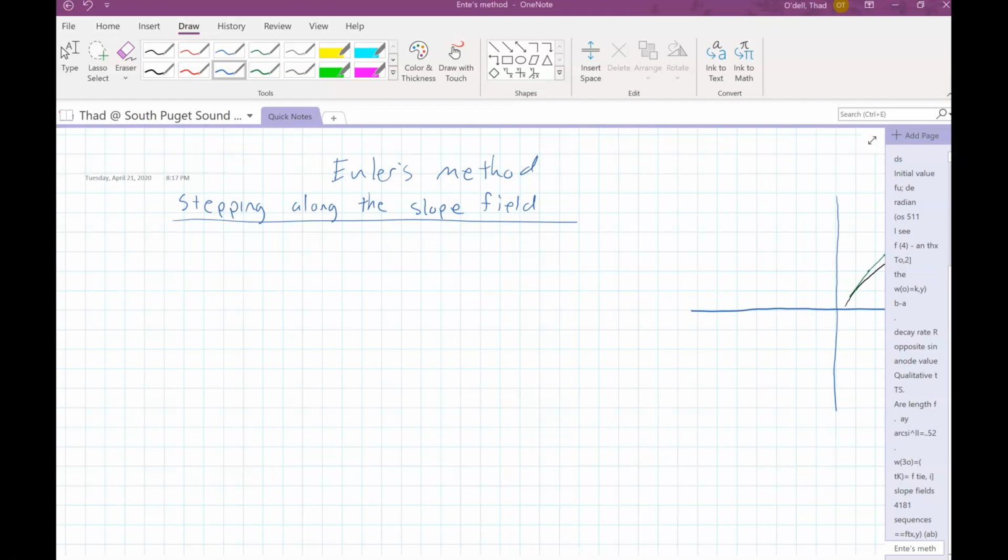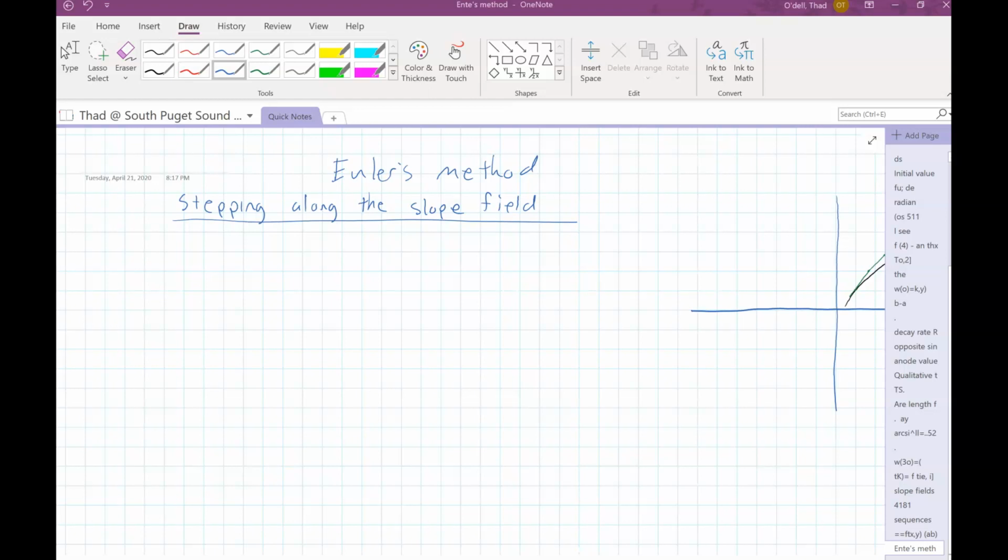Welcome. So this video is going to be about Euler's method, which is basically a numeric approximation of a solution curve to a differential equation. I've entitled it Stepping Along the Slope Field because that's essentially what we do. We've already talked about slope fields, and at this point you should be good at drawing them and interpreting them and possibly even finding a curve through them.